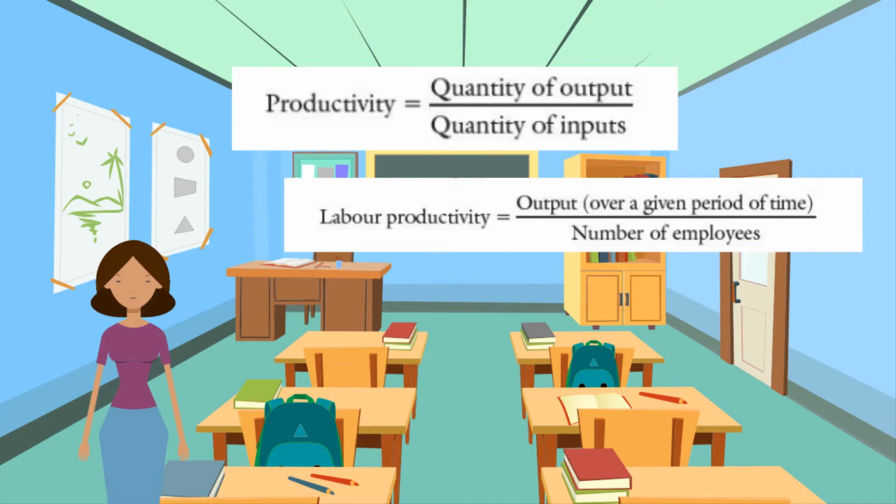Businesses look to increase productivity, as the output will increase per employee and so the average cost of production will fall. This way, they will be able to sell more while also being able to lower prices.